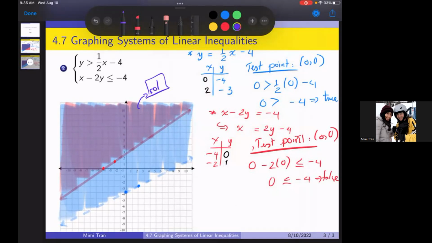Some people don't do the t-table like I do. Some people solve for y and they do rise over run. Same thing, right? You can do it like that if you want, as long as your method is correct. And that's it.